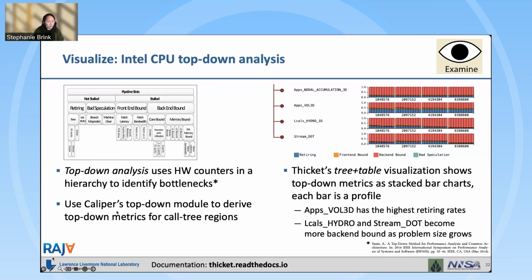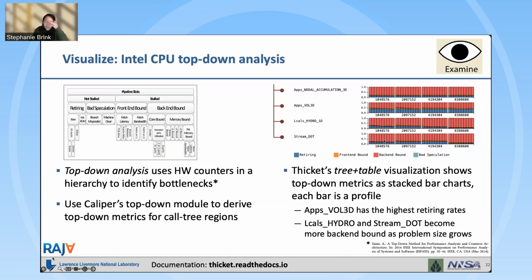And so you can use Caliper's top-down module, which will use PAPI counters to collect the top-down metrics for these different call tree regions. And then within Thicket, we have this tree plus table visualization that's shown up here on the right, which is showing our top-down metrics as these stacked bar charts. So you have the problem size of the RAJA Performance Suite on the x-axis. So this is 1 million, 2 million, 4 million, and 8 million. And then on the y-axis is your percentage here.